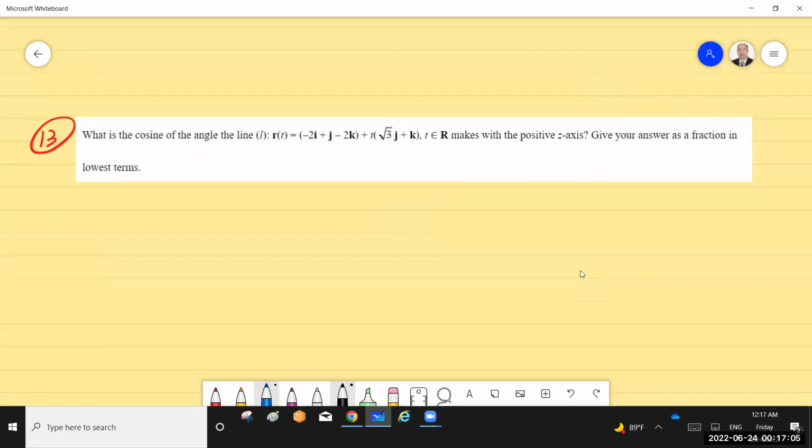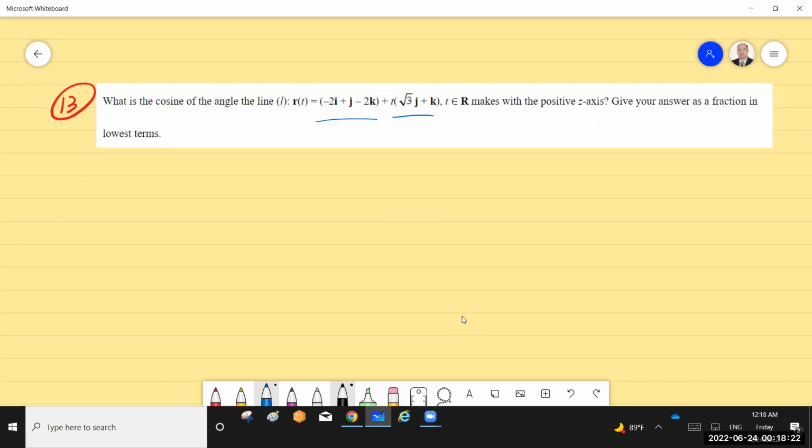Let's make it a little bit smaller. What's the cosine of the direction angle the vector makes with the positive z direction? First of all, this is the direction vector a, for example. You find the norm of a: square root of, you have j and k only, so radical 3 squared plus 1, which is square root of 3 plus 1 equals root 4, which is 2.